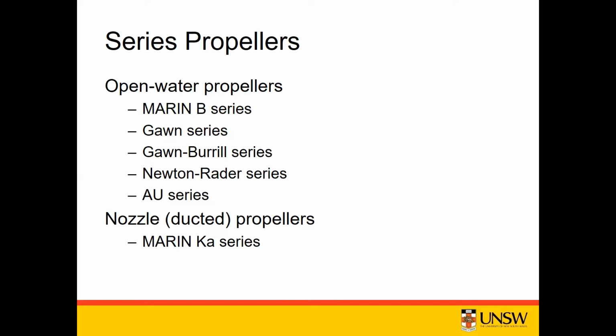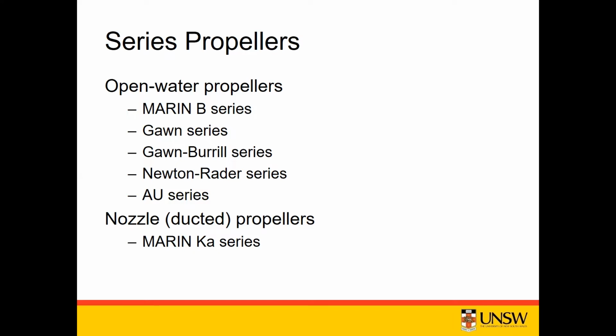And they developed the B series and subsequently modified that slightly to what they call the BB series. The BB series differs from the B series in that it has slightly wider blade tips in order to reduce the incidence of cavitation towards the tips.